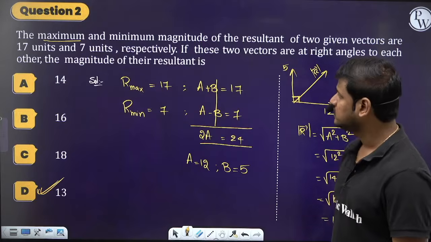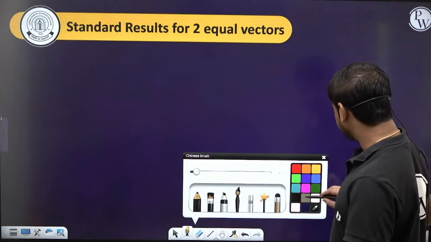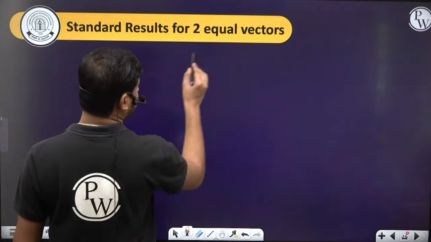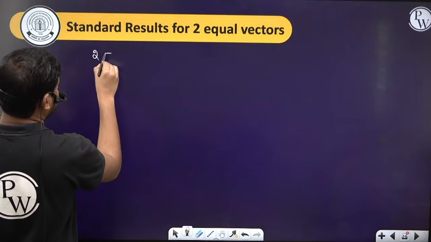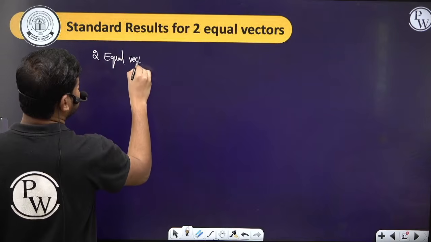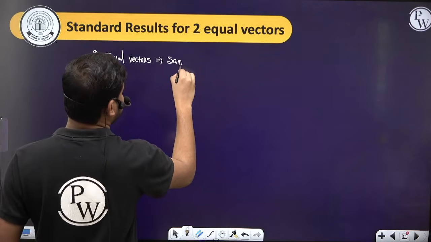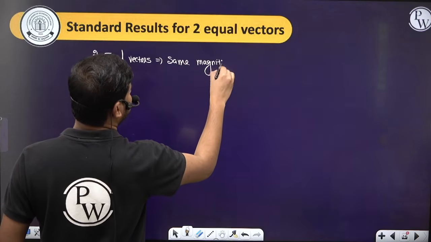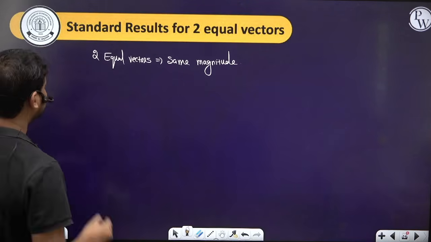Everyone? Chalo. So now you should remember some standard results, guys. Those standard results are for two equal vectors. Again I am saying, for two equal vectors. Two equal vectors means they should have the same magnitude and have some angle between them.